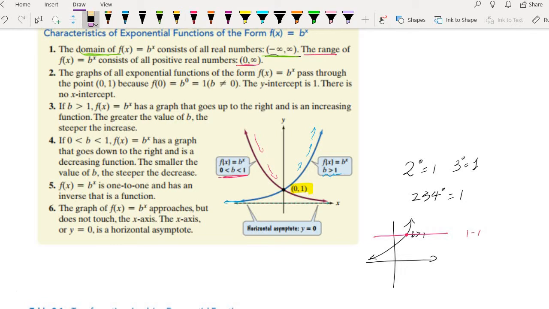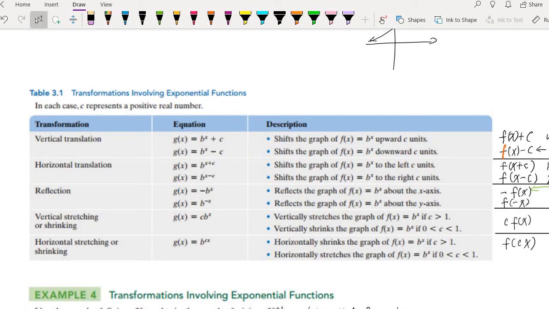Alright, and then number 6, the graph of f of x equal to b to the x approaches but does not touch the x-axis. It gets closer to the x-axis but is never going to touch it. We say y equals 0 is the horizontal asymptote. Okay, here we also have a table. The table talks about the transformations involving the exponential function.